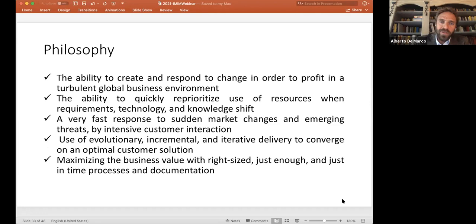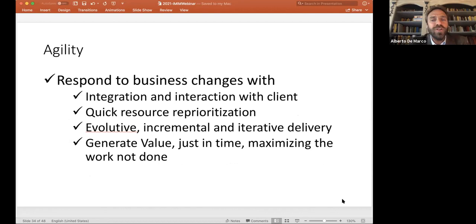And to do that, there are some principles that have been developed, that is, trying to respond to business changes becomes all important. So the notion of agility requires integrating and interacting with the clients more than debating or negotiating a contract. Learning that reprioritization is more important than scheduling.